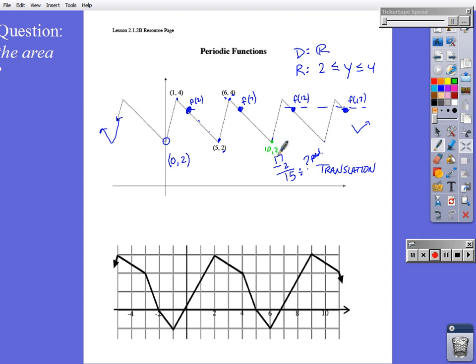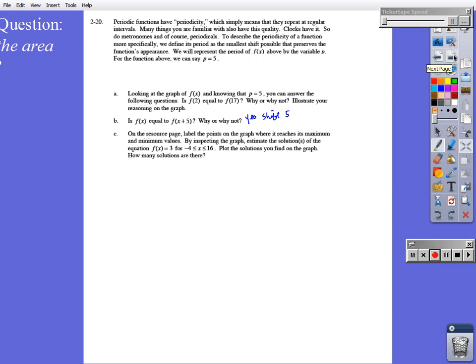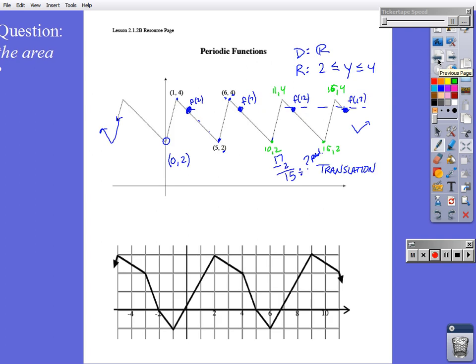So 10, 2, 15, 2, okay. Here it goes 1, 6, and I'll go 11, 4, then 15, or not 15, excuse me. It's growing by 5, so it's going to go 16, 4, and so forth. And then the second part of that asks us to determine where f of x equals 3. So that's a guesstimate. If the lowest value here is 2 and the highest value is 4, 3 is going to happen right in the middle of that.